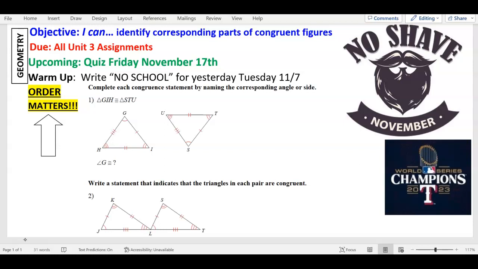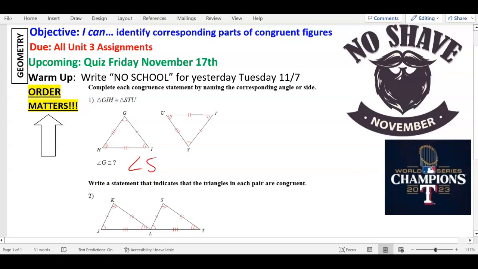So now, these are easy. Let's go over them. Number one, it's asking us what is angle G congruent to. Now look at the statement. You don't even need these pictures. On the statement, it says triangle G, that's the first letter. Go to the other one. Triangle what? S. First letter has to match with the first letter because order matters. So I already know the answer is S. But even if I look at the picture, G is one arc, S is one arc. Makes sense, right? So number one, angle S, too easy.